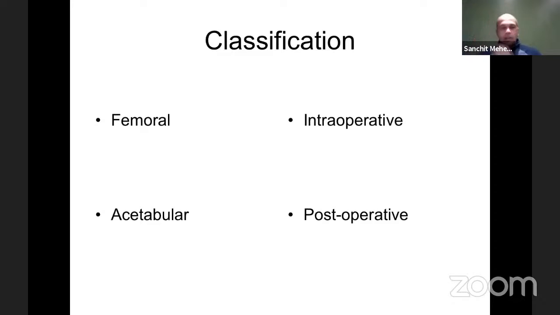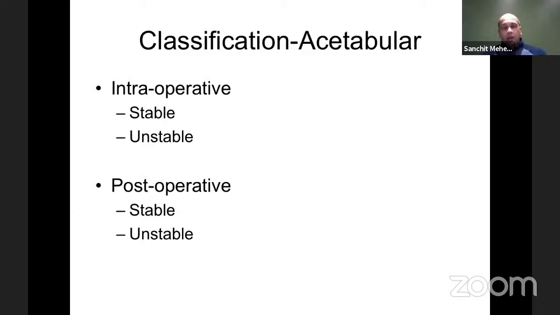And when we talk about the classification, we talk about the femoral side and the acetabular side. Acetabular side, by and far, is less common or less detected. And what is not often mentioned in these periprosthetic fractures is the intraoperative bit. So then we subclassify them into intraoperative and postoperative. On the acetabular side, you have the intraoperative classification, which is stable or unstable, and similarly in the postoperative phase, stable or unstable.